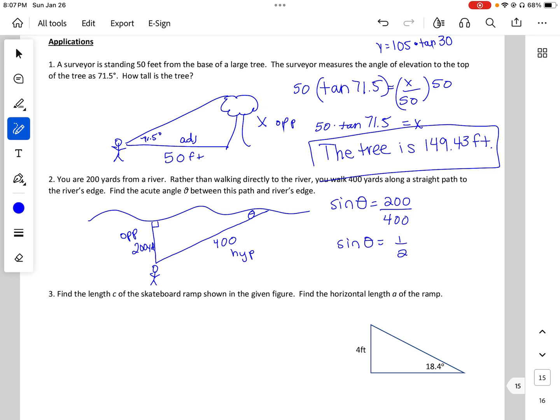So in order to find what the angle is, we're going to do the inverse sine of 1/2. I think we wrote it like this. So in our calculator, that's what we'll do. Second sine 1 over 2, which is 30. So find the acute angle between the path. So it's 30 degrees. The angle is 30 degrees.